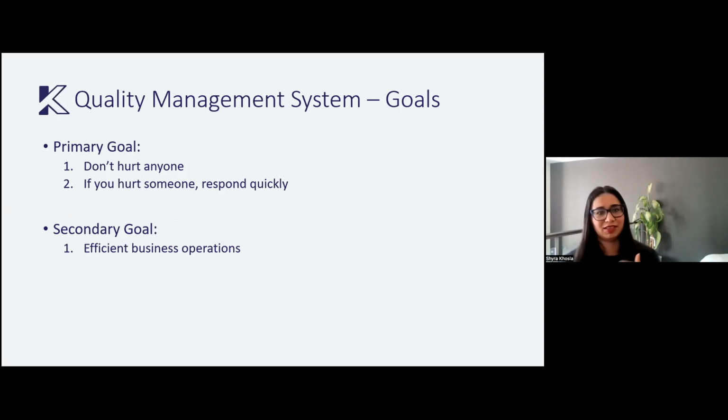Why do we even have quality management systems? Why do QMSs even exist? The primary goal is to really just make sure that as a medical device, you're not hurting anyone. You're not hurting your patients, you're not hurting your users, which may be your patients, it may be a clinician, it may be another hospital employee who's interacting with it, or a caregiver. That's really the primary goal.